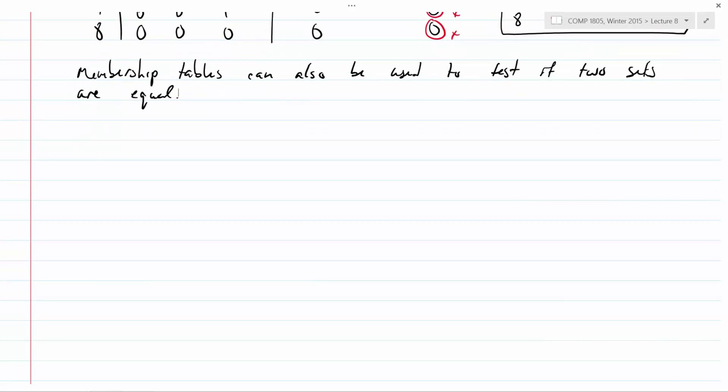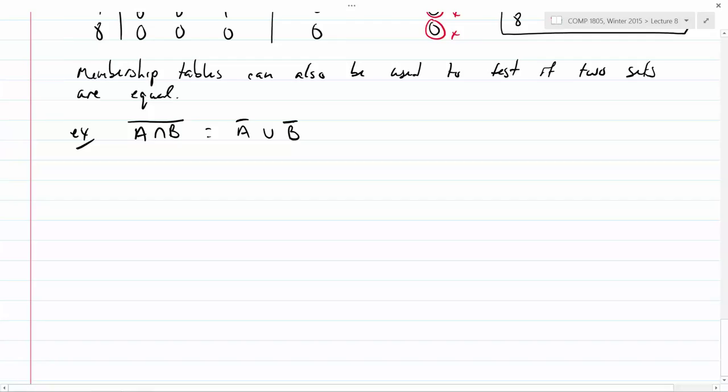All right, so let's do that. I want to know, is it true that the complement of the intersection of A and B is the complement of A union the complement of B? What is this? Does anyone recognize this? It's De Morgan's law for sets. It holds just like it did for logic. So this is saying the complement of the intersection is the union of the complements.